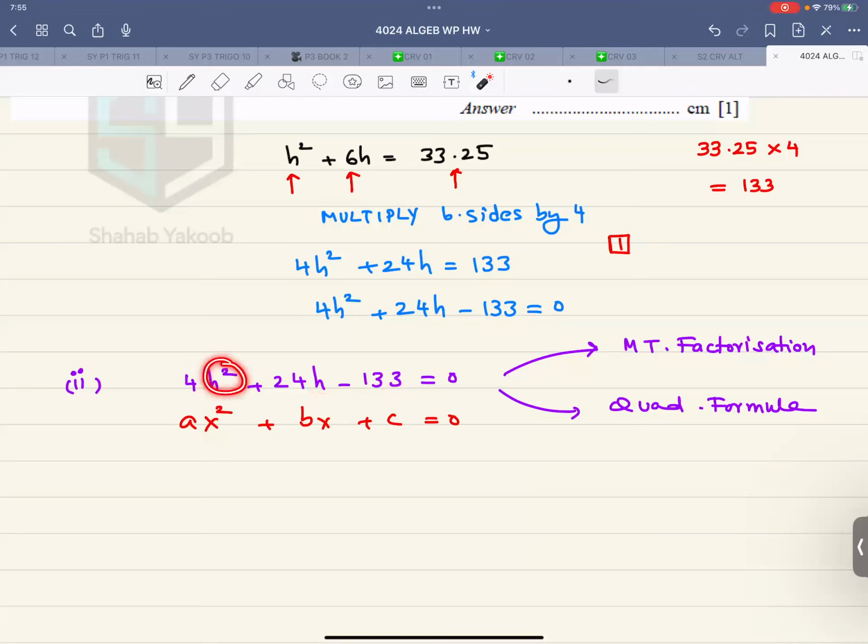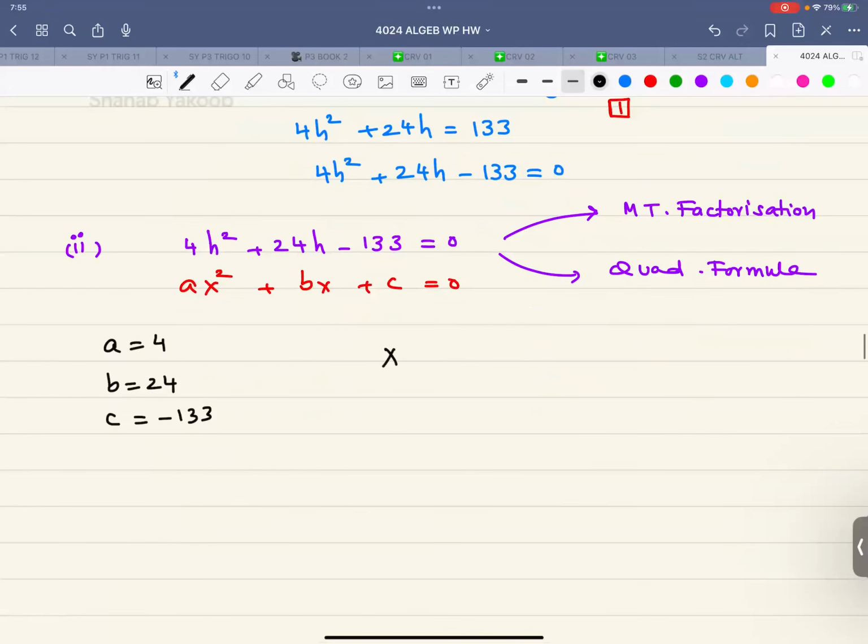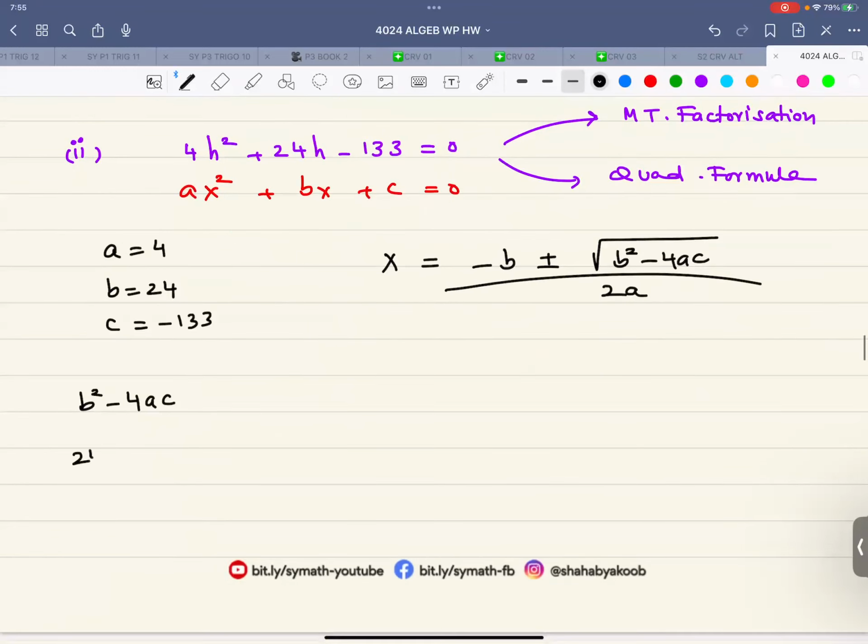Coefficient of x square, coefficient of h square, this is this. Coefficient of h, coefficient of x, that's this. The constant term without any variable is this. So therefore, let me write a is 4, b is 24, c is negative 133. The formula is x is equals to minus b plus minus square root of b square minus 4ac, the whole thing divided by 2a. Now let me first evaluate b square minus 4ac, which is 24 square minus 4 into negative 133.